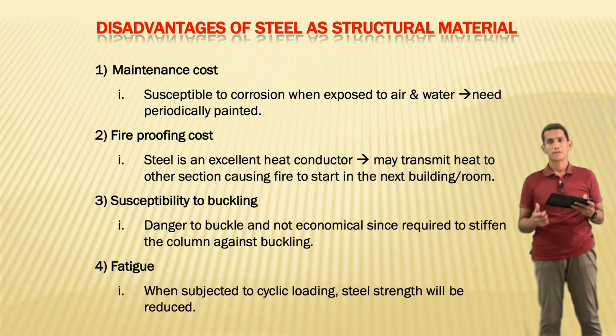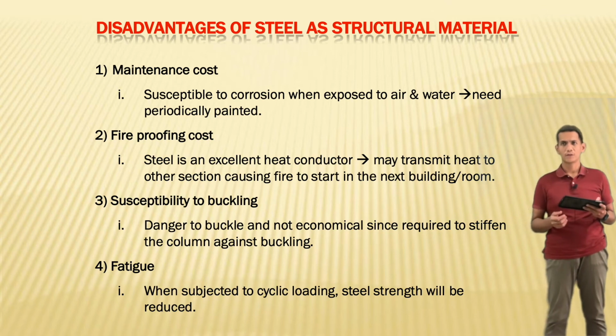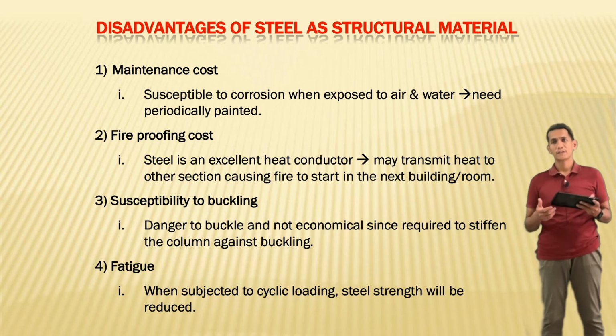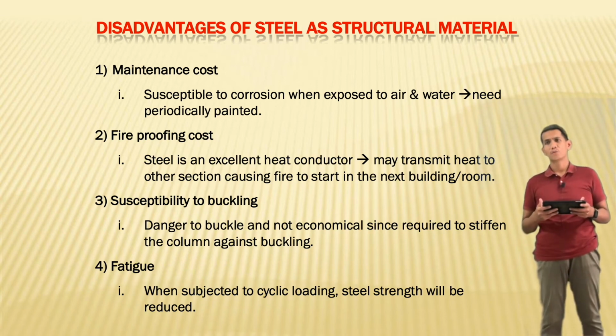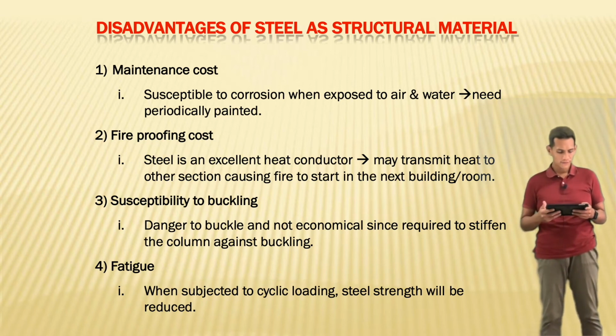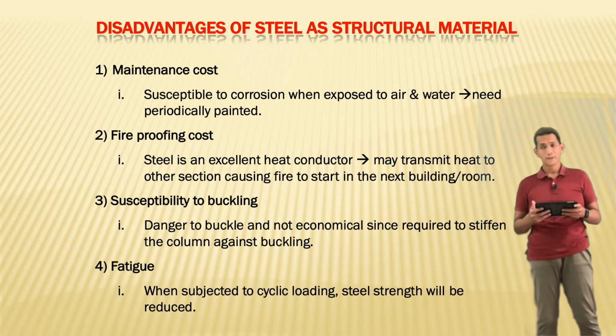Number 2, fireproofing cost. Steel is an excellent heat conductor and may transmit heat from other sections, causing a fire to start in the next building or room. So we need to add a fireproofing layer, and then it will increase cost. Number 3, susceptibility to buckling. Danger of buckling, and it is not economical since it is required to stiffen the column against buckling. And you have fatigue. When subjected to cyclic loading, steel strength will be reduced.